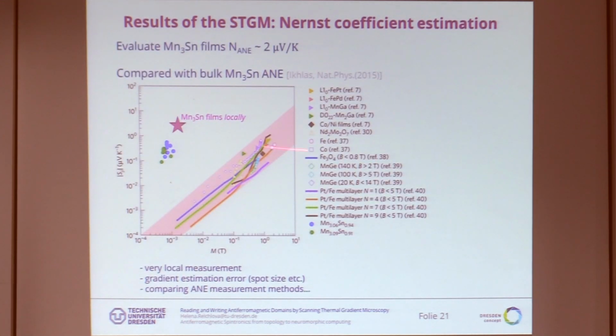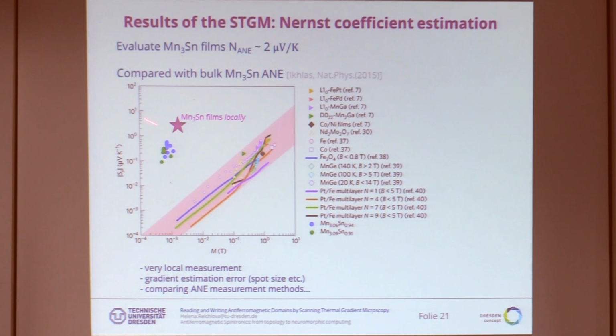So then we take this value and use it to evaluate the Nernst coefficient of our Mn3Sn thin film. Then we get something like 2 as the bottom guess of the anomalous Nernst coefficient. And when it's put into this beautiful legendary table, it's obviously, again, a record value. But we ourselves know that one has to be very careful.